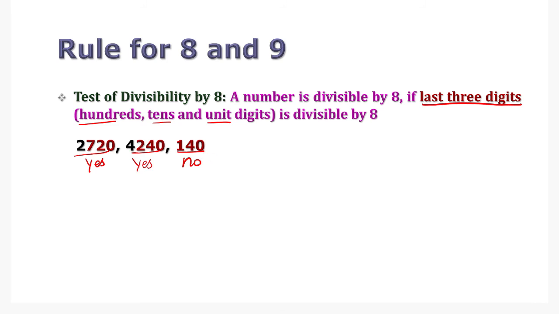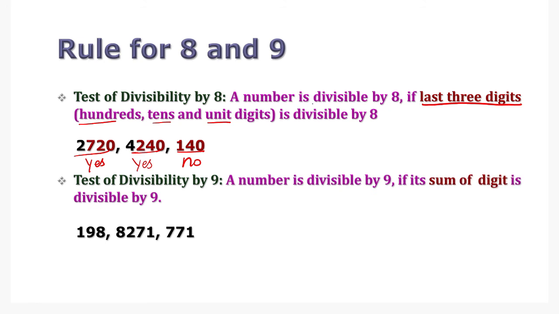Now let's see the divisible rule for 9. A number is divisible by 9 if the sum of the digits is divisible by 9. Now let's see an example, 198. As per our condition, the sum of its digits should be divisible by 9. So 1 plus 9 plus 8, which is equal to 18.